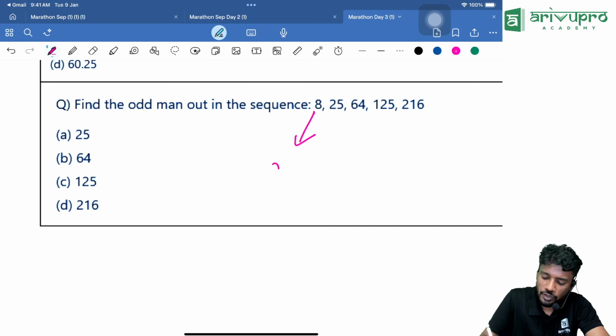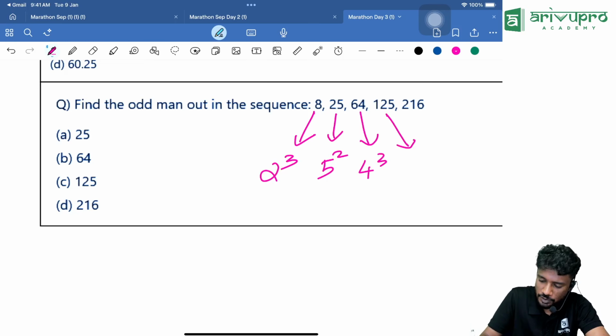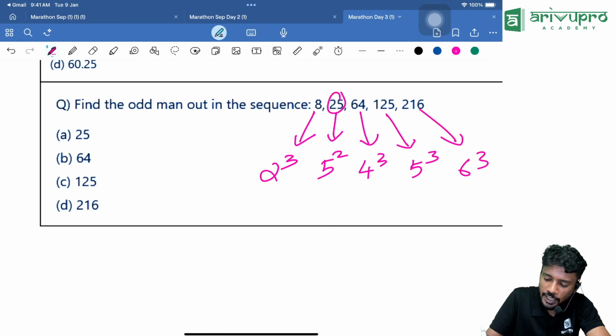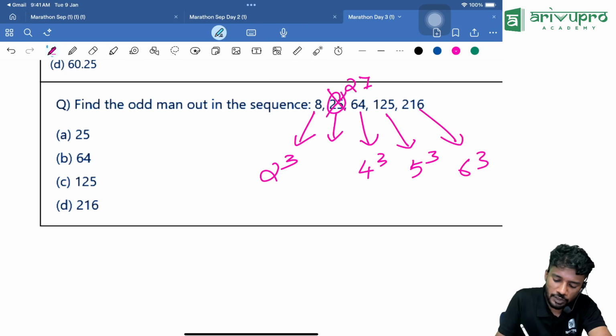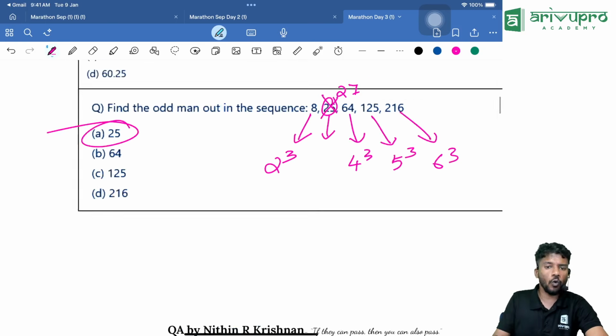So 8 is what? 2 cube. 25 is what? 5 square. This is 4 cube, this is 5 cube, this is 6 cube. It should have been actually 27, that should have been 3 cube. So the answer is 25, the odd man.